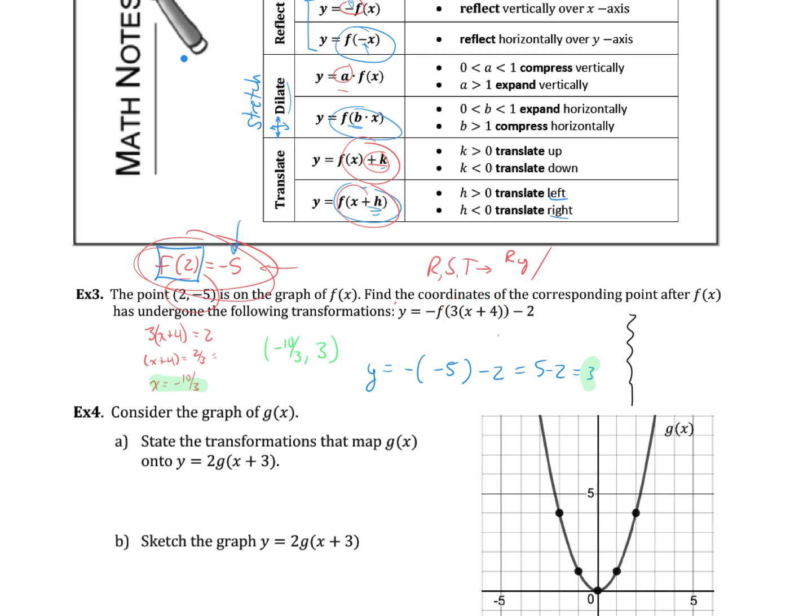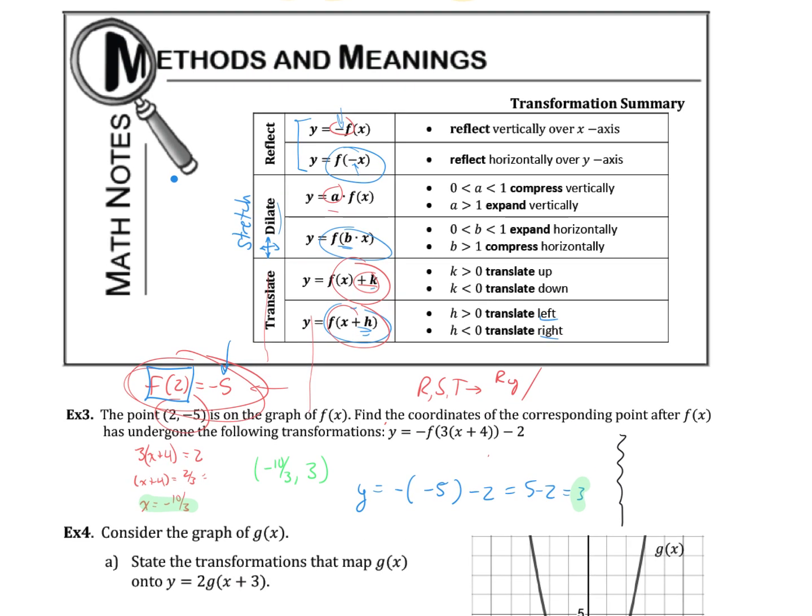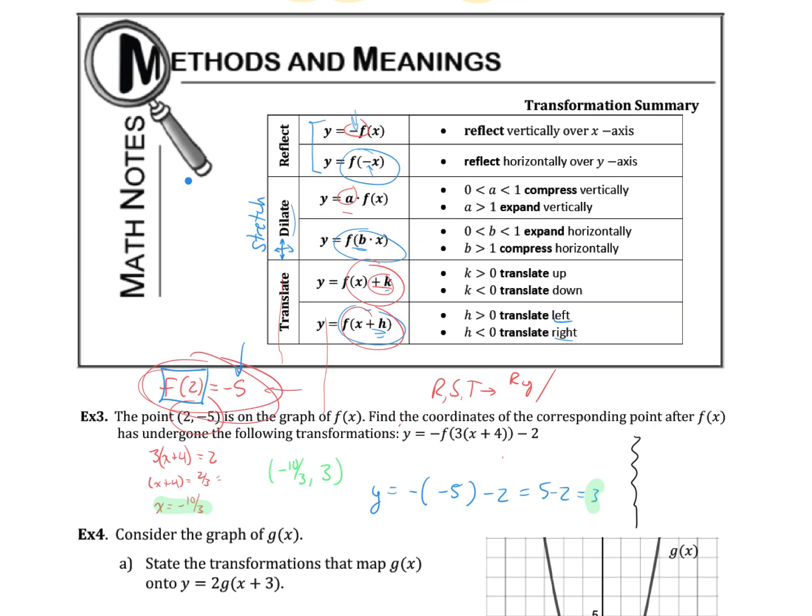What did I say? I have a reflection, and then I have a stretch that has to do with the 3. That stretch, if I look up here, is this kind of stretch. So this is a vertical. Yeah, no, I'm sorry, it's on the inside. It's a horizontal compress. Horizontal compress by 3. You can call that 1/3. I'd be okay with that. There's no vertical expansion or contraction.